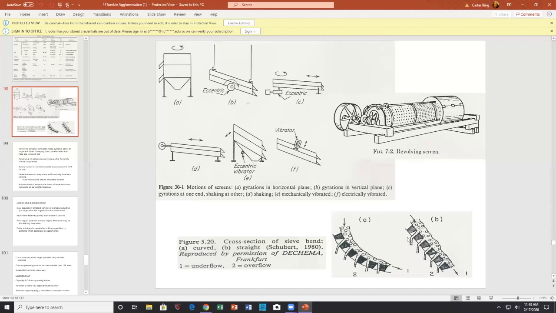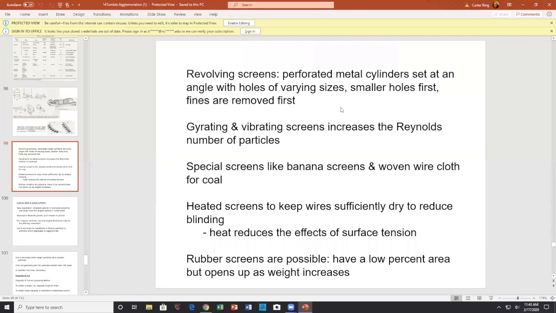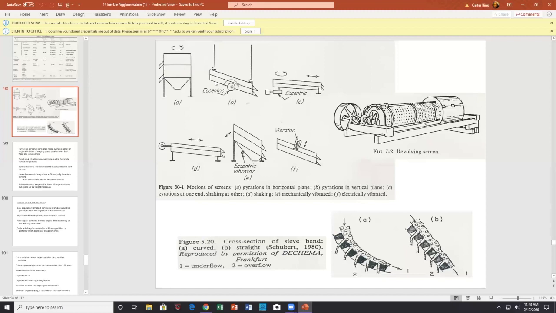They have these trommels or these operations that are not being utilized. Revolving screens, perforated metal set at angle, holes varying sizes, smaller holes first, fines removed first. Well, if you stage this, right, take this one here, right? The top one's going to catch the coarse, this one's going to catch the intermediate, and the smallest is going down at the bottom. So, again, they're tilted to prevent this.